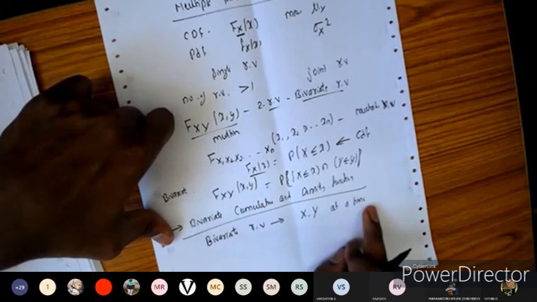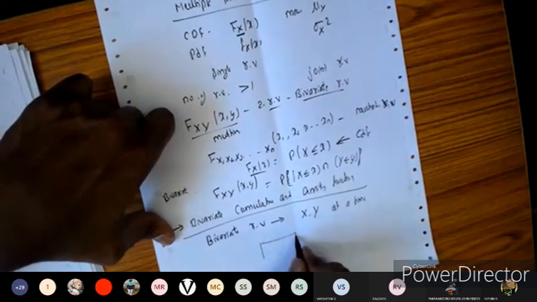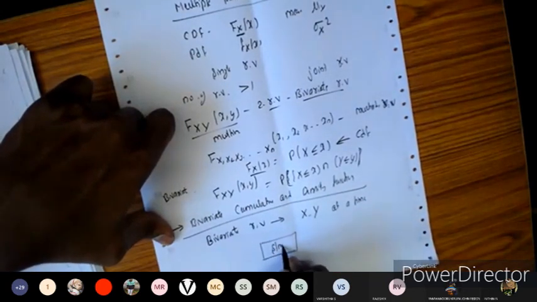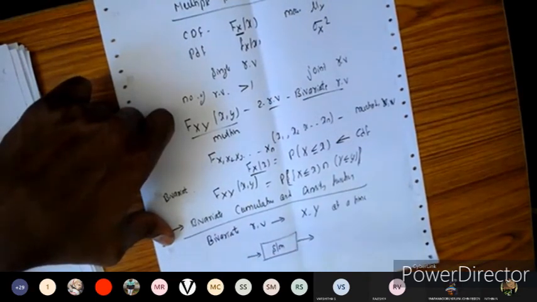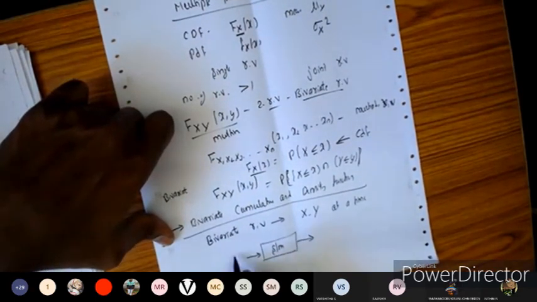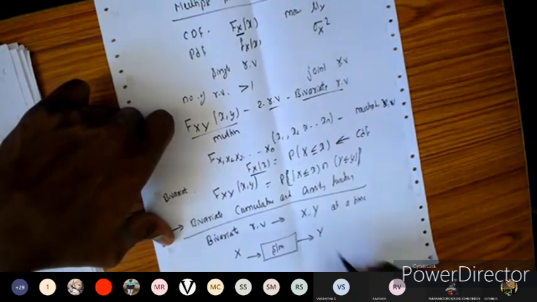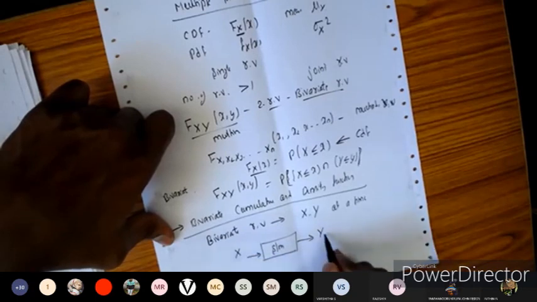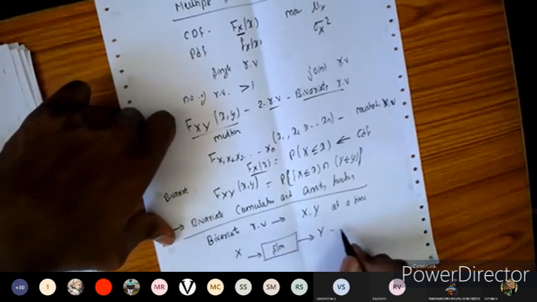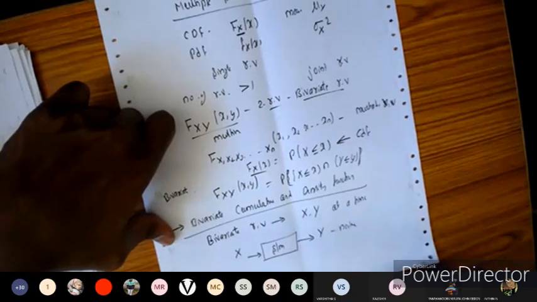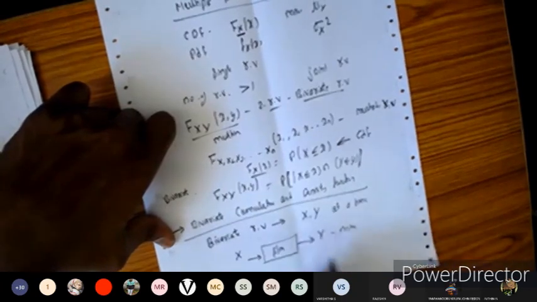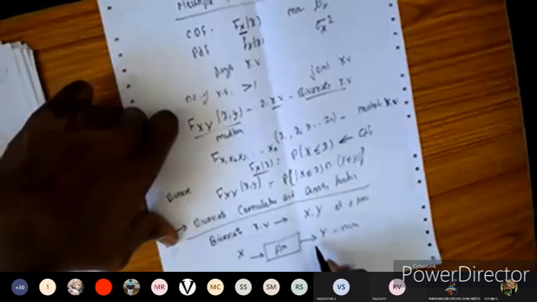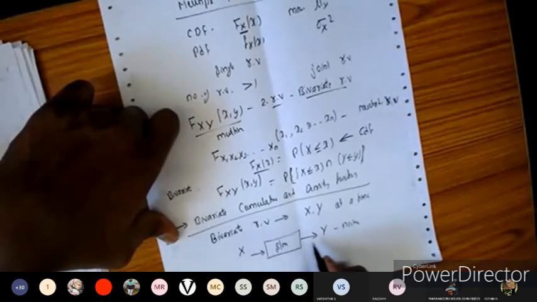An example of a bivariate random variable: let us consider a system. In signals and systems, we have seen the concept of signals and systems. In the system, assume that we have two random variables. One is given as the input signal, and the other is considered as the output of the system. For example, we give the input as a signal, and the output y we get as some noise. At that time, it is required to consider these two random variables at a time.